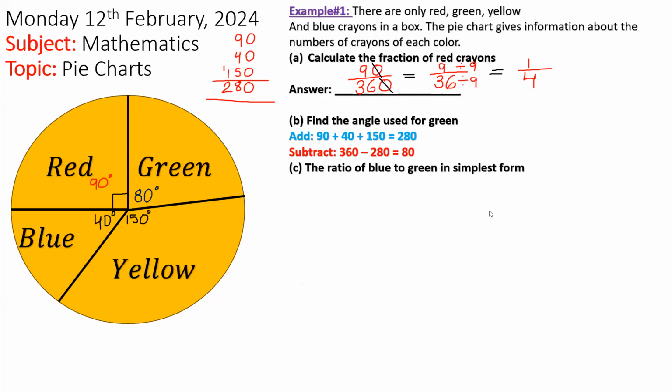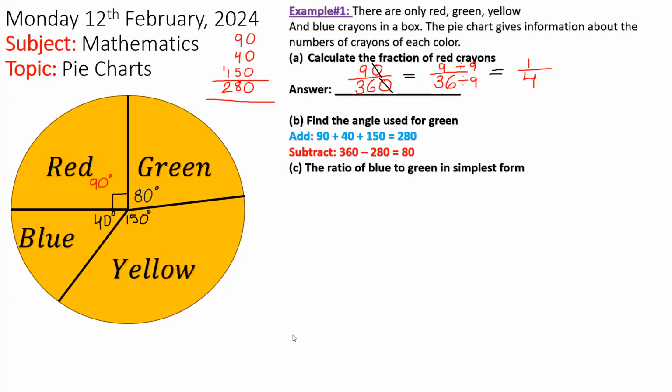They say the ratio of blue to green, right? In simplest form. That isn't in simplest form, right? Good. So how are we going to get it in the simplest form? You've got to divide. Okay, so let's try it.